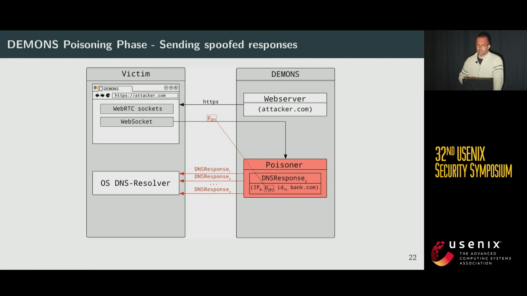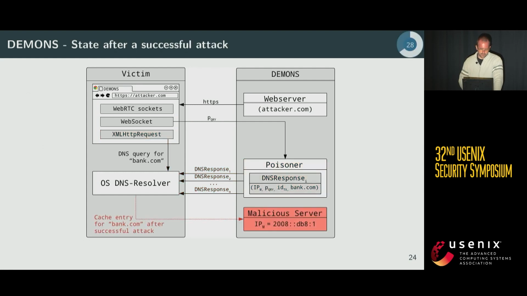Those responses are in transit, and while that happens, the malicious JavaScript that runs in the victim's browser triggers an XMLHttpRequest that triggers a DNS query for the same domain. At that point, the victim operating system will start to accept responses. And once a spoofed response arrives with a transaction ID matching the query, the victim will simply write the malicious entry into their cache. And from now on, every time the victim contacts bank.com, it will instead be redirected to the attacker's malicious server.